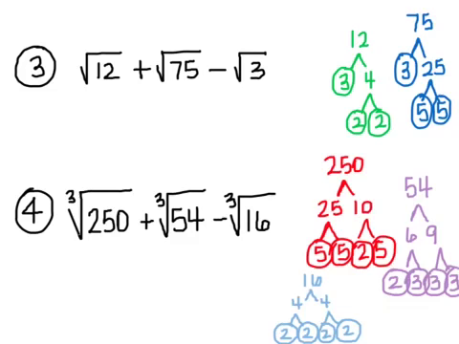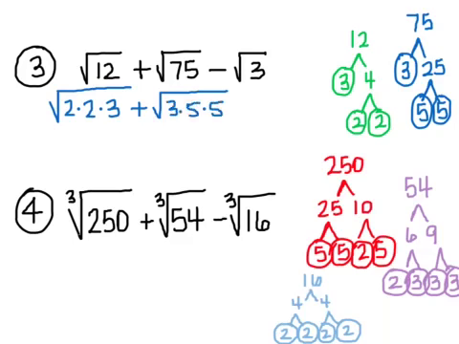I wrote all the prime factorizations off to the side because that's the way I like to do the breaking apart of the radical. So 12 is 2 times 2 times 3. 75 broke down to 3 times 5 times 5. And square root of 3 is just 3 times 1, so it's prime, and we leave him alone.